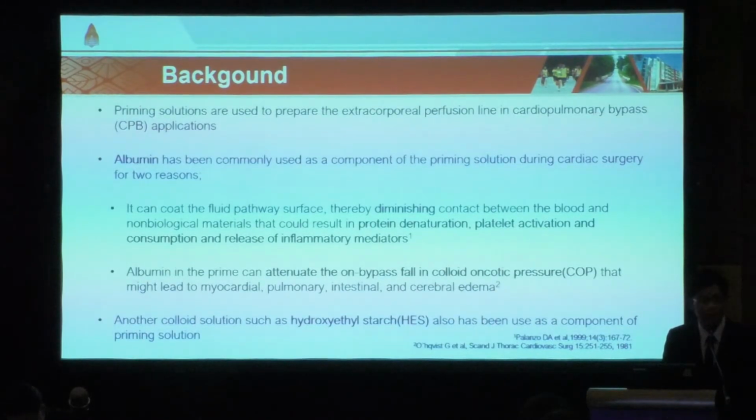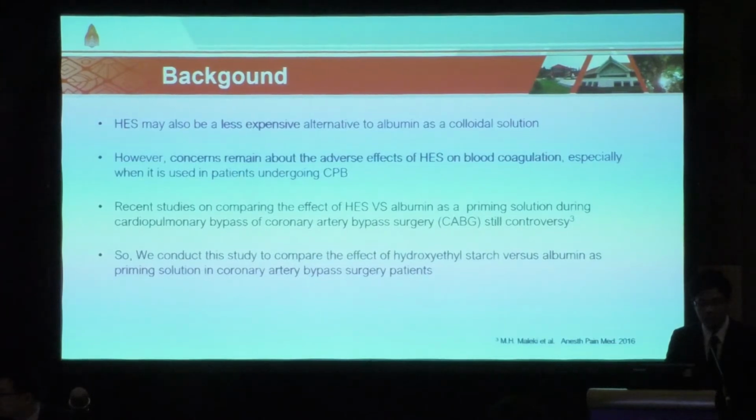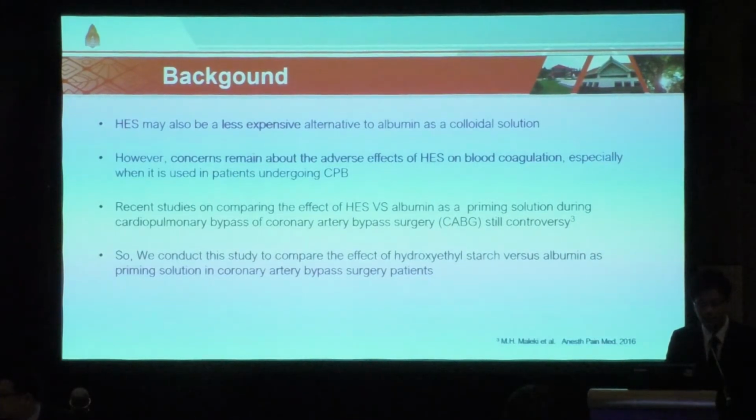Another colloid solution, such as hydroxyethyl starch, has also been used as a component of priming solution. Hydroxyethyl starch may also be a less expensive alternative to albumin as a colloid solution. However, concern remains about the adverse effect of hydroxyethyl starch on blood coagulation, especially when it's used in patients undergoing CPB. Recent studies comparing the effect of hydroxyethyl starch versus albumin as a priming solution during CPB in CVT patients are still controversial.